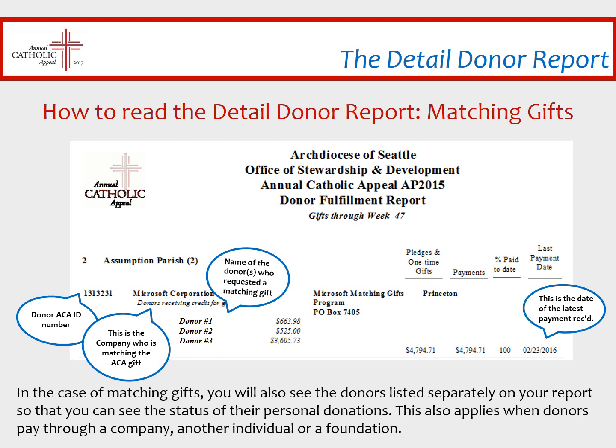So in the case of matching gifts, you will also see the donors listed separately on your report under the alphabetical listing by last name, so that you can see the status of their personal donations. This also applies when donors pay through a company, directly through another individual, or through a foundation.